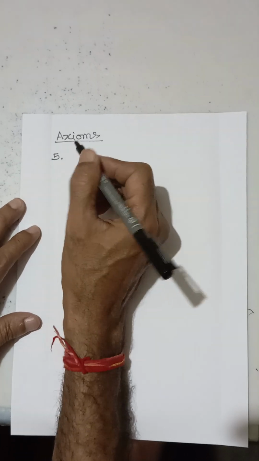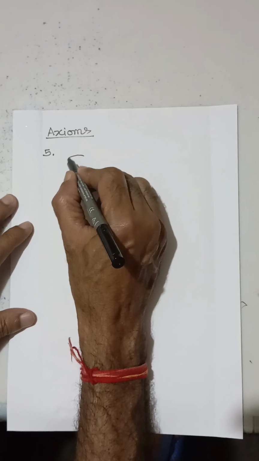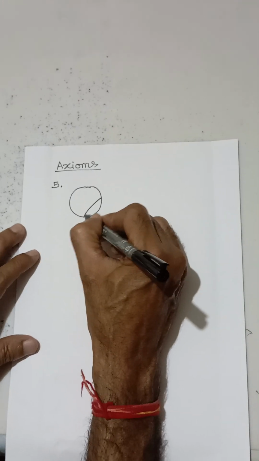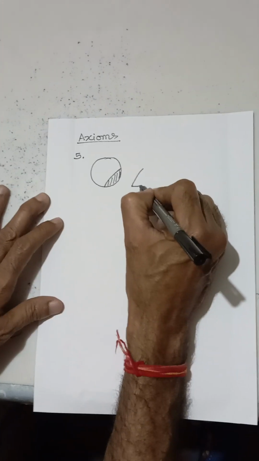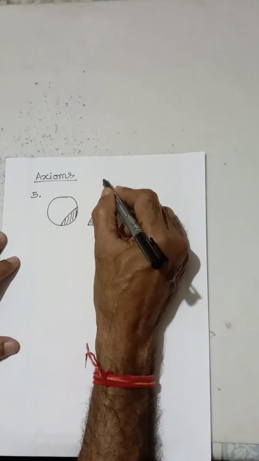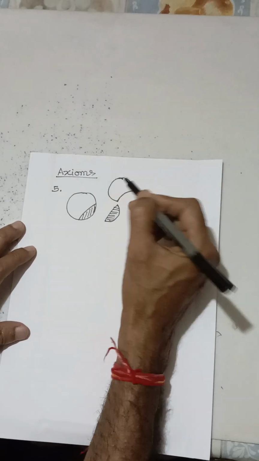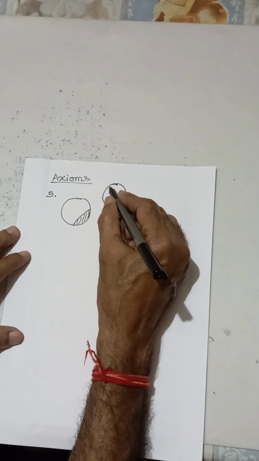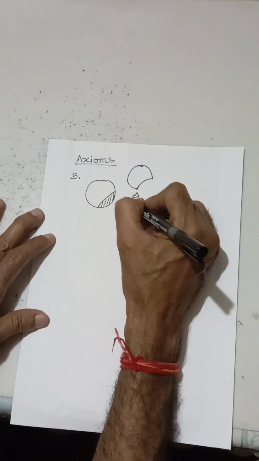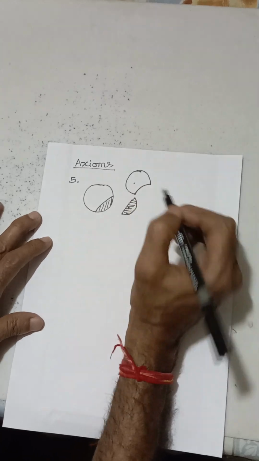Example 5: the whole is greater than a part. Suppose this is the whole and a part is cut from it. And the whole will look like this. So the whole is greater than the part. Part is always smaller than the whole, or we can say whole is greater than the part.